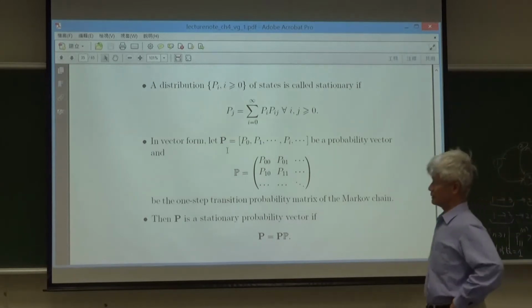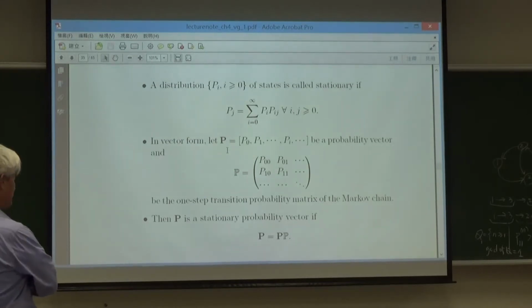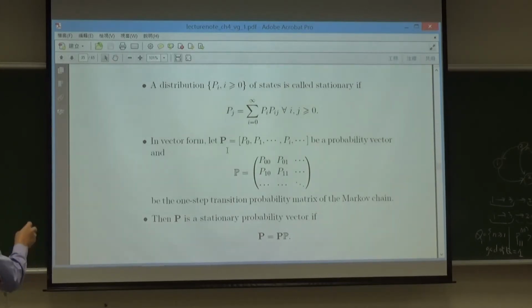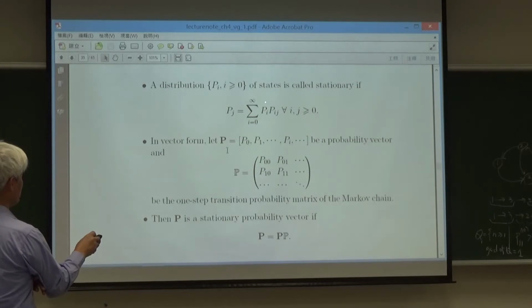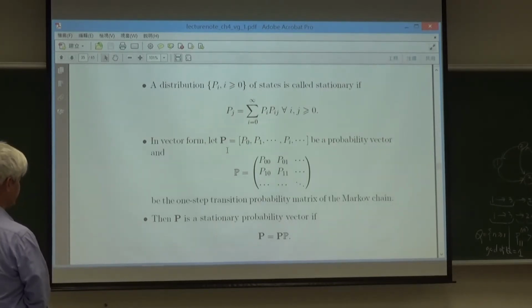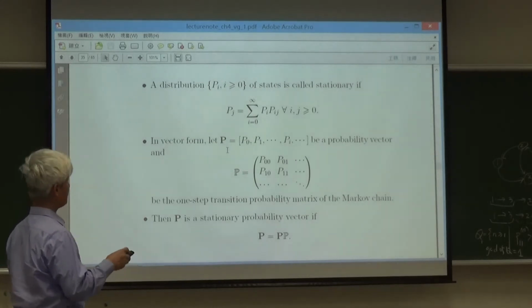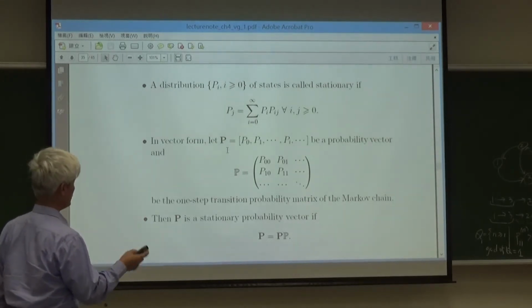Now, it is possible to make the Markov chain a stationary process, right? So here is the start. We call a distribution of states stationary if this is true. So that means, for Pi, for example, if you take a stationary distribution as an initial distribution, then this is the distribution of the second state. Or just take it as a definition.